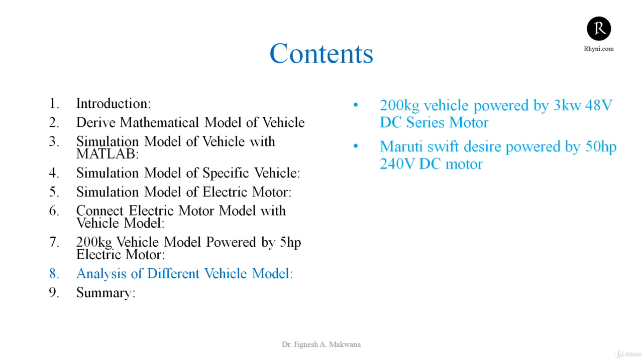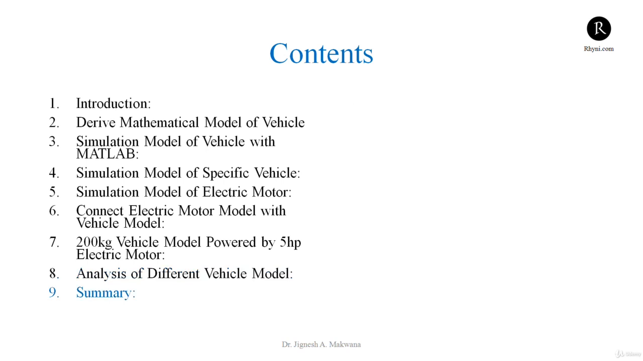Then we will observe the performance of Maruti Swift Dzire powered by a 50 HP and 240 volt DC shunt motor, and at last Maruti Swift Dzire powered by a 60 kilowatt switched reluctance motor. So this way, by this scheme, we can have two separate models of the motor and vehicle, and we can connect them together to predict the performance of the complete vehicle system. Then we will summarize the classification of electric vehicle simulation, so one can further extend the study.